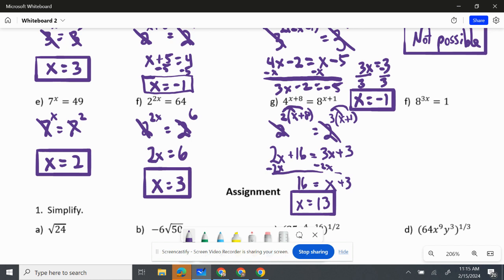Now, letter F looks like it doesn't work, but 1 is really the same thing as 8 to the 0, because anything to the 0 power is 1. So we have a common base, 3x equals 0, so x is equal to 0.